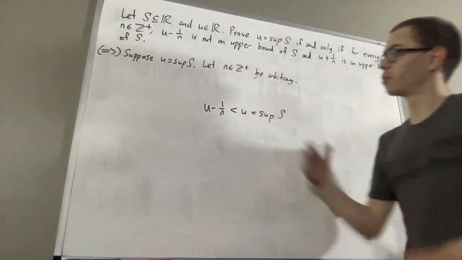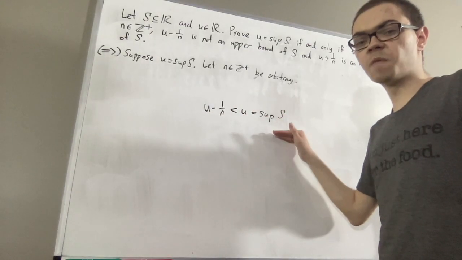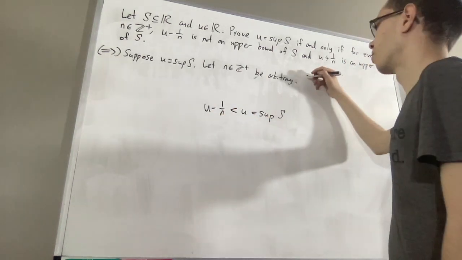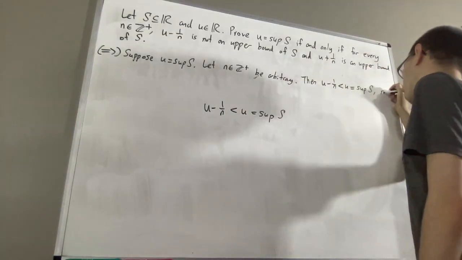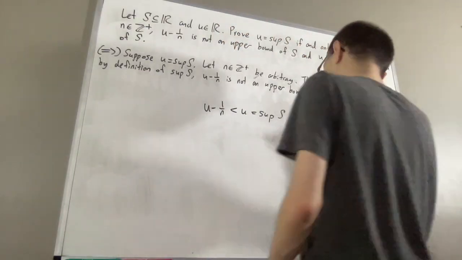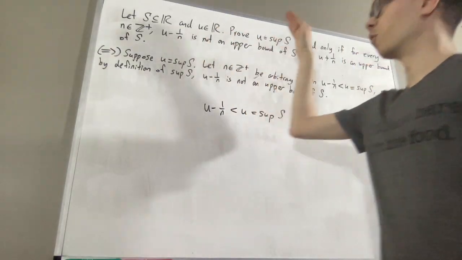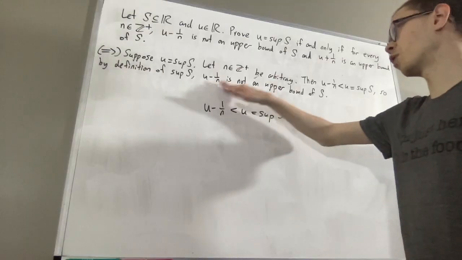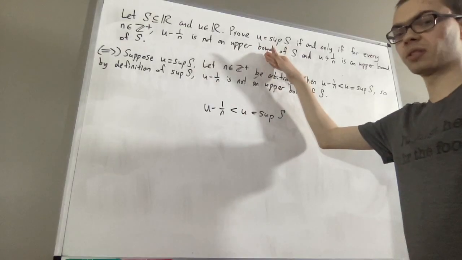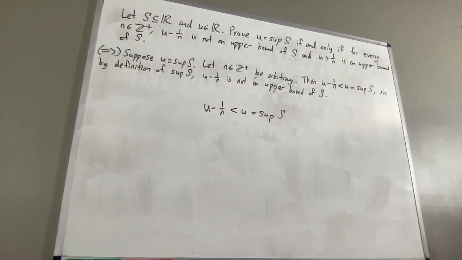So actually, from the definition of the supremum, anything smaller than the supremum of S is not an upper bound of S. So U minus 1 over n is not an upper bound of S. So actually, we didn't need to show that U minus 1 over n is strictly less than some element of S. We actually ended up deducing U minus 1 over n is not an upper bound of S without having to refer to the definition of an upper bound. We actually referred to the definition of the supremum to obtain this. So we're all good there.